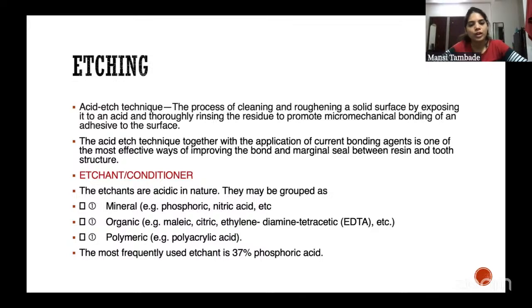Different types of etchant are being used. They are acidic in nature specifically. The mineral ones are phosphoric acid, nitric acid. Organic ones are malic acid, EDTA, like ethylene diamine tetraacetic acid. Then the most frequently used one is 37% phosphoric acid, which is the most preferred one, and much research has taken place for that. As a PG student, I can say that.